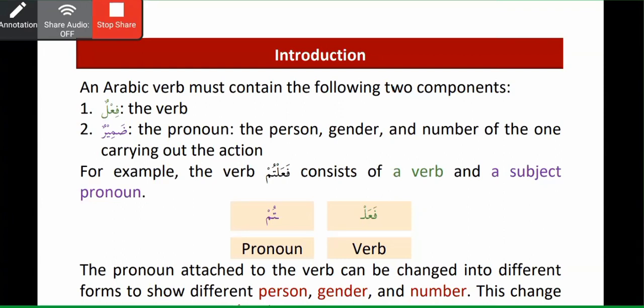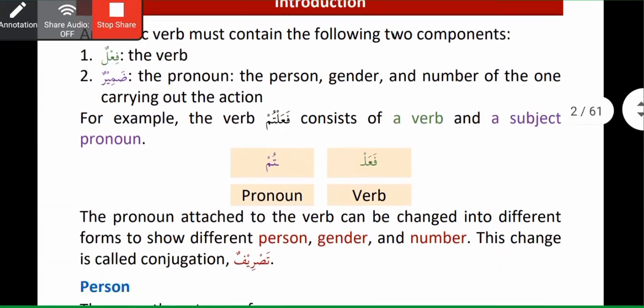An Arabic verb or fi'l must contain the following two components. Like it has two components in itself. The first is the fi'l itself, the verb, and the second component is the damir or the pronoun: the person, gender, and number of one carrying out the action. So in Arabic, we always have fi'l, and attached to it is the fa'il. We don't have any fi'l that does not have the fa'il with it, right? So inshallah, let's move on.